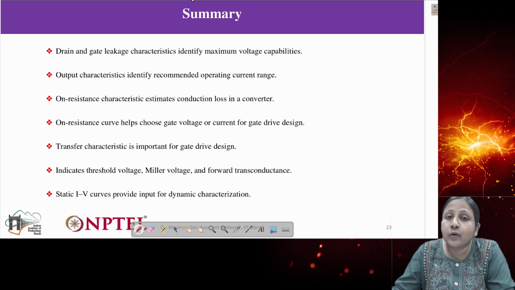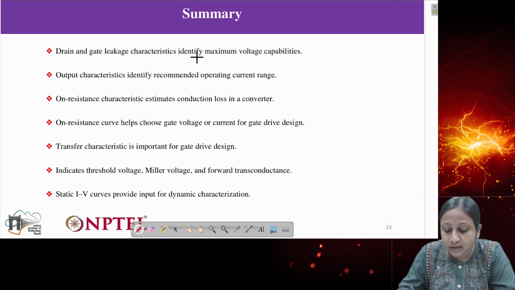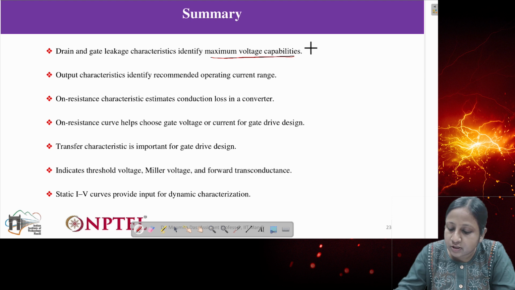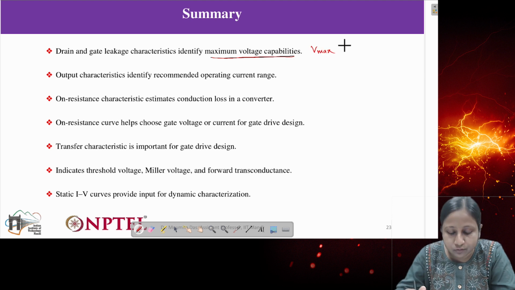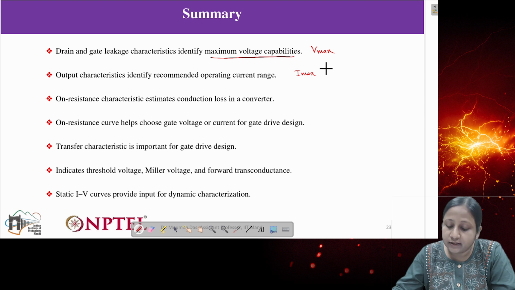So ultimately what do we achieve? We have different characteristics, we know the procedure for static characterization, and we know the basic things that we will be achieving: voltage, current and the drain to source resistance. So why do we need this? Basically, drain and gate leakage characteristics identify the maximum voltage capabilities of the device. This is the first thing we notice in the datasheet: maximum voltage, how much it is, V max or the breakdown voltage. Output characteristics identify the recommended operating current, so I max or the rated current.